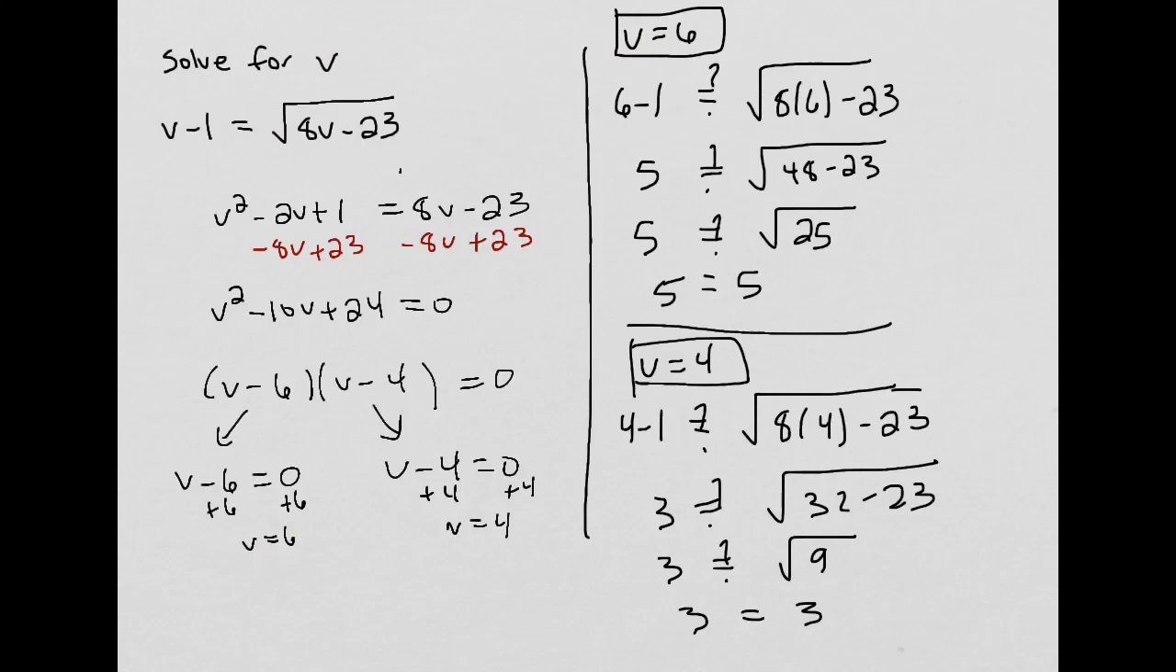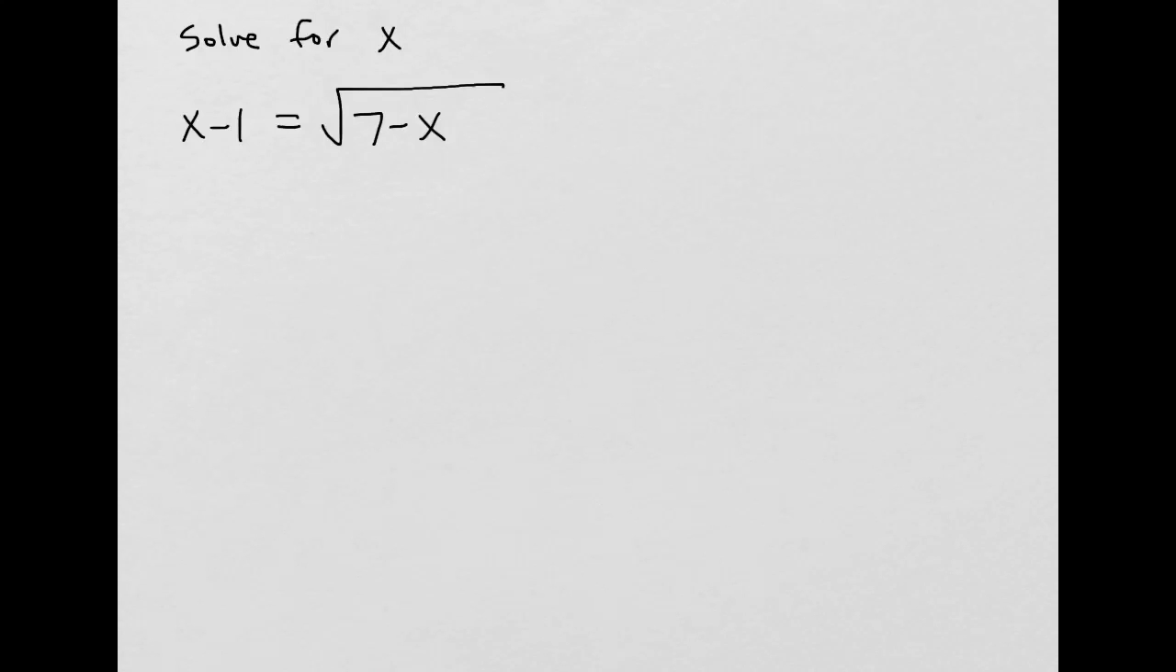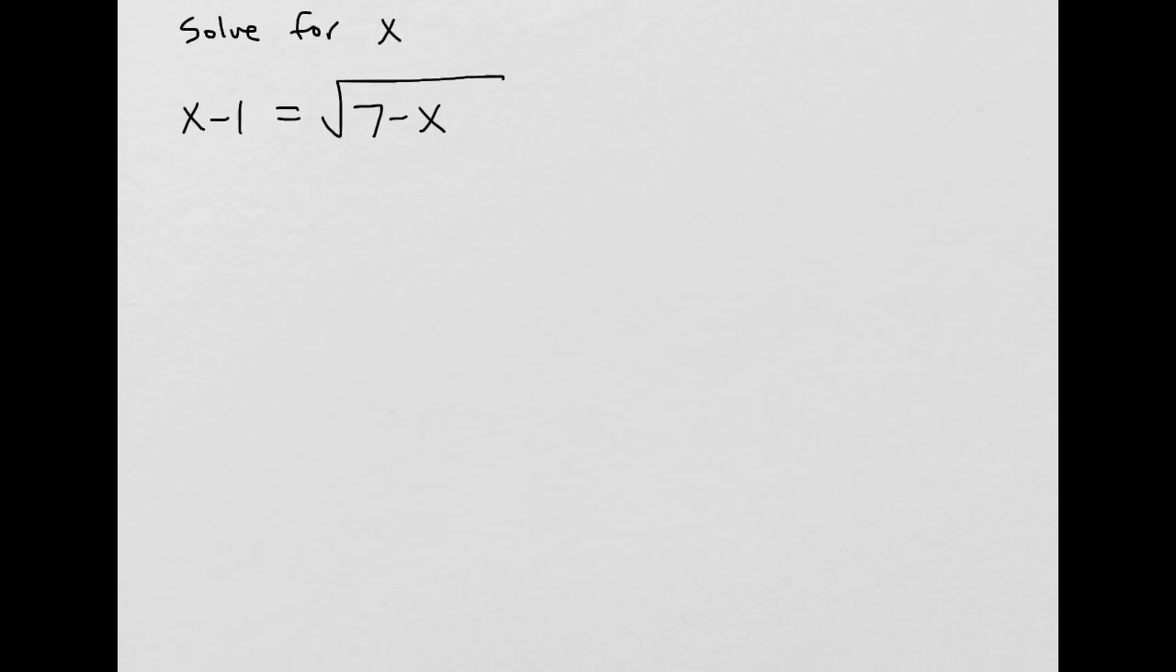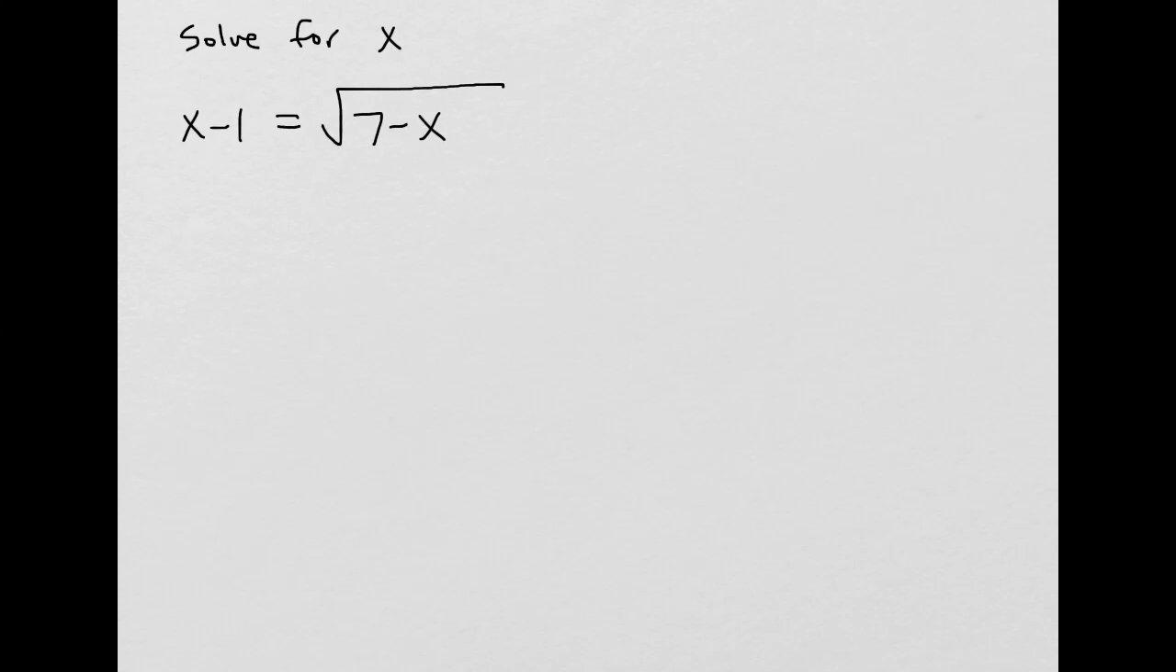Sometimes you'll plug a number back in and the left side and the right side won't be equal to each other. That just means you've come up with an extraneous solution. So you need to cross out that candidate solution that you tried and that didn't work. Okay, so here's another example. Pause the video, and after you've given it a shot, replay the video and see if you got the right answer.